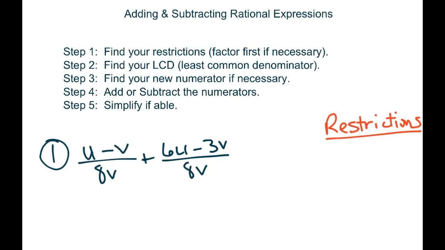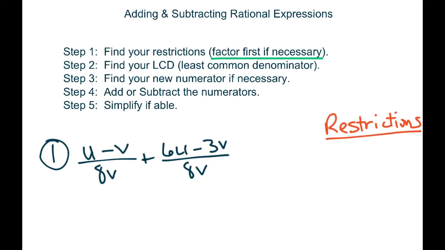Step 1 is to find your restrictions. Whether we are multiplying and dividing or adding and subtracting, we always want to find our restrictions first. Now notice that it does say factor first if necessary. So if you've got a GCF or you have a trinomial, go ahead and factor before we do the restrictions. It'll just make life easier.